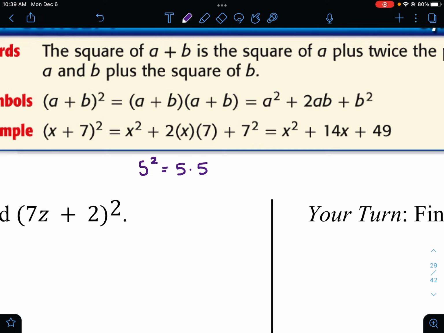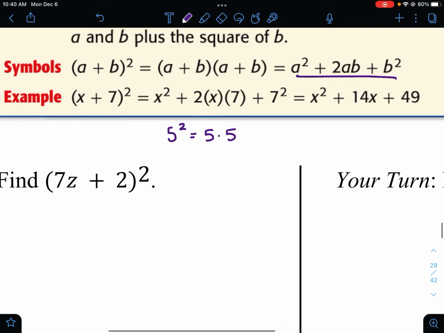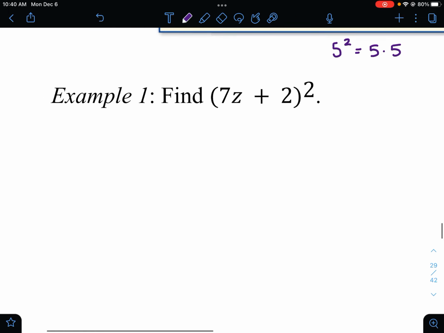All right, so whenever we have them, we multiply them, you FOIL like normal, and you get that. You will always get a squared plus 2ab plus b squared. That's the shortcut if you can remember, anytime you're squaring a binomial. If you can't remember that, that's fine. Just FOIL it. The more you do it, the more you'll remember it. All right, so let's take a look at our first example.